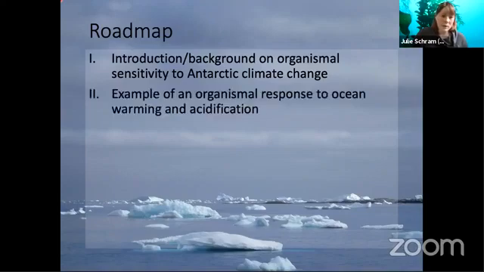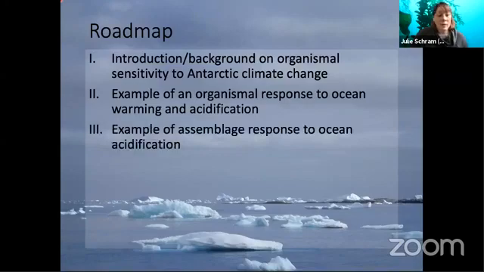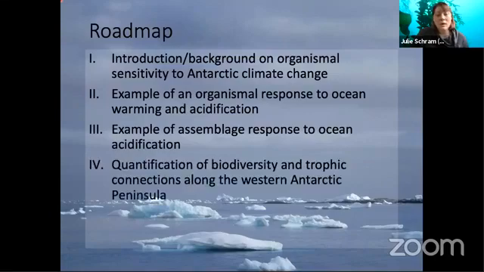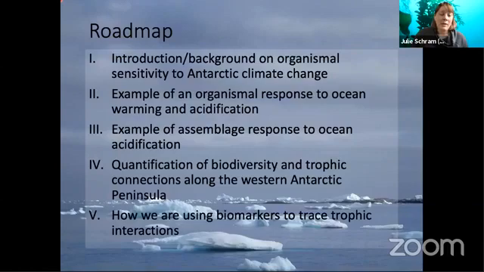First, I'll talk about an example of an organismal response to ocean warming and acidification. And then I'll follow that up with an example of an assemblage response to ocean acidification, and then further zoom out and look at how we are working on quantifying the biodiversity and trophic connections along the Western Antarctic Peninsula, and then focus in on how we are using trophic biomarkers to trace some of these interactions on this geographical scale.